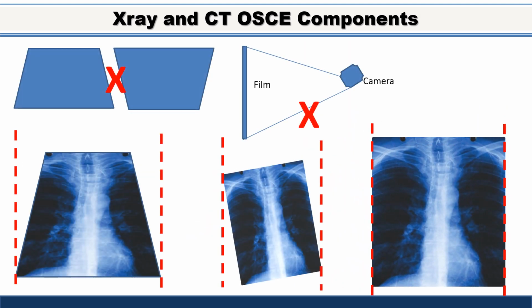This is what happens when your camera is not equidistant from the top and bottom and is not facing the X-ray or CT film. You will get trapezoid looking X-rays and rotated X-rays, etc., instead of a well centered X-ray where the edges are parallel with your mobile or your camera.